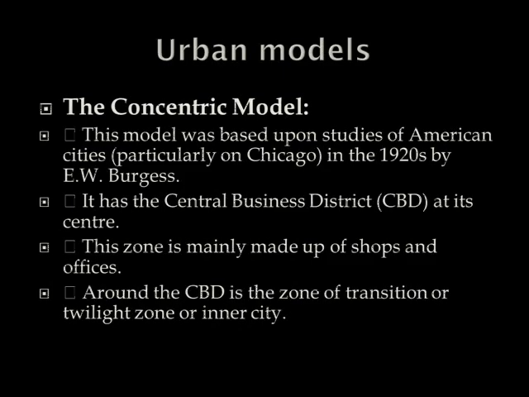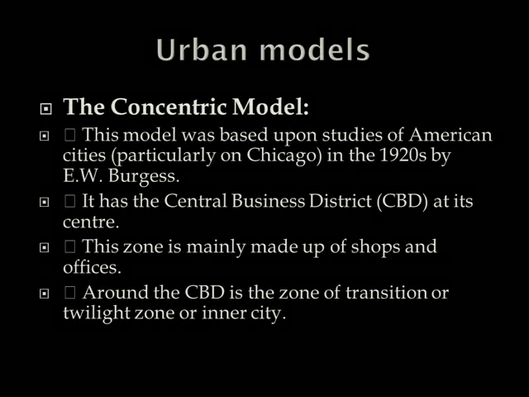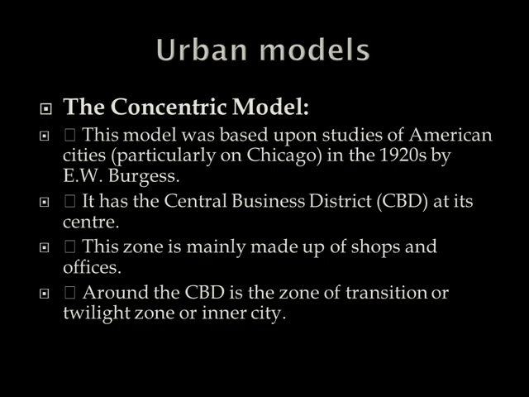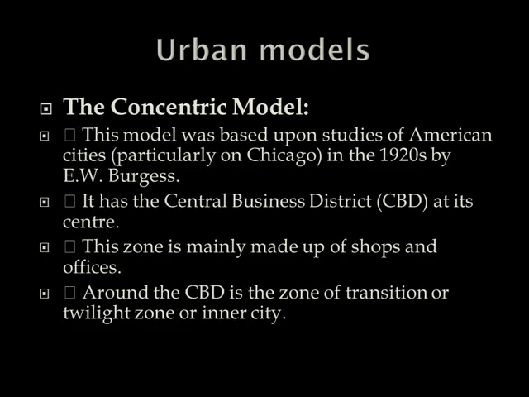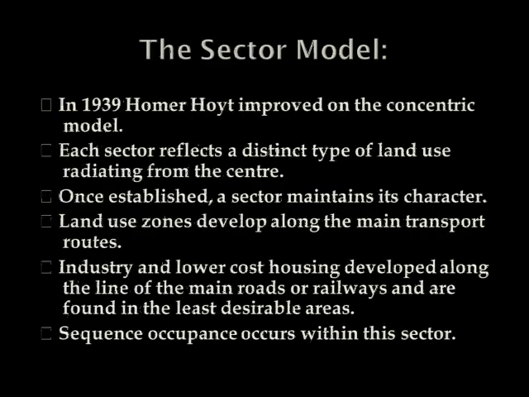It says the concentric zone model was based upon studies of American cities in the 1920s. It has a central business district as its center. Remember, that's what we did. The CBD has got shops and offices. And then around the CBD is the transition zone, or the twilight zone, or the inner city. And as you move away from the CBD, you'll have all these other land use zones.